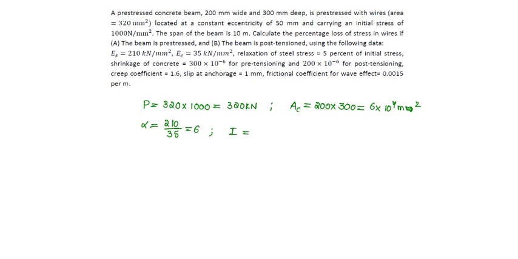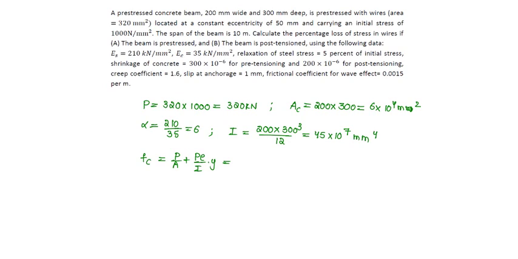And I, moment of inertia, is BD cube by 12. B is 200 into D is 300 cube by 12, which is equal to 45 into 10 power 7 mm to the power of 4. Stress in concrete at the level of steel will be equal to P by A plus PE by I into Y.